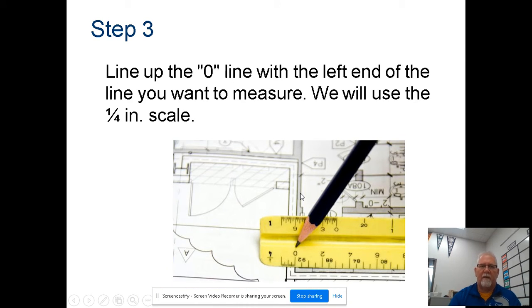Step 3. We want to line up the 0. If you look at your scale, you might want to keep this handy as we're working along. You can see that there is a 0 at the end there with the little inch marks. Find the 0, and we line that up with the left end of what we're going to draw. Here's the 0, and then we're going to start counting this way. We're going to use that 1/4 inch scale, all right?